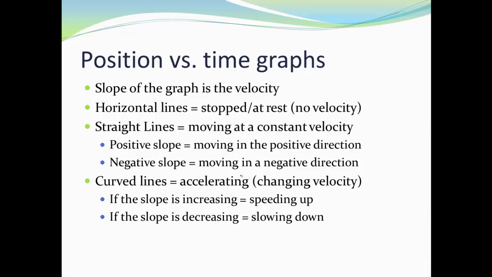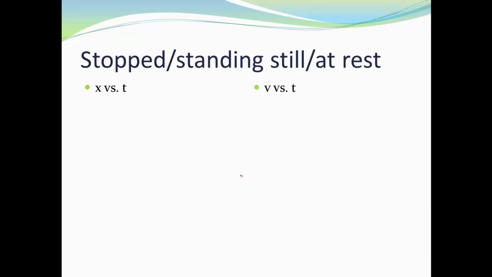Curved lines mean that the object is accelerating or changing velocity. If the slope is increasing, then you are speeding up. If the slope is decreasing, then you are slowing down. I want to go through each case here, draw the position versus time graph and the corresponding velocity versus time graph for each of the cases of motion.